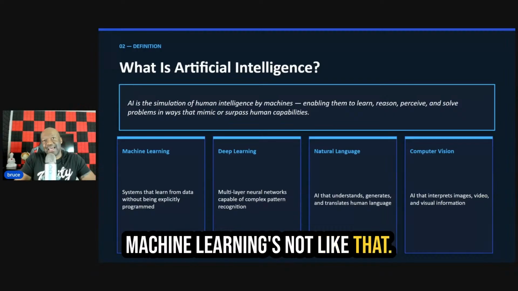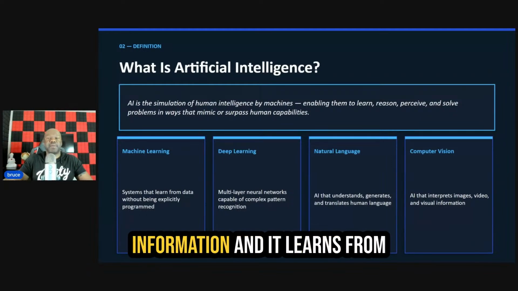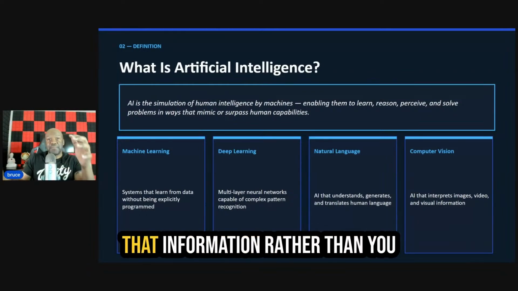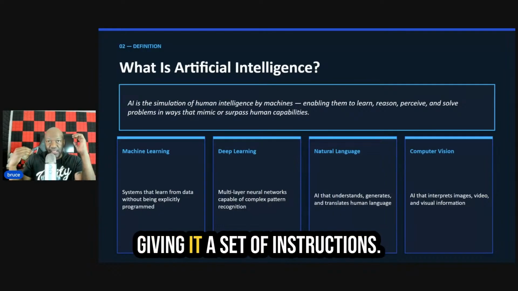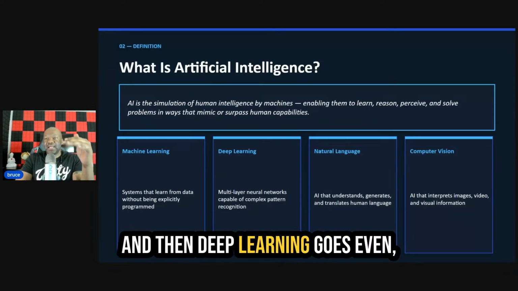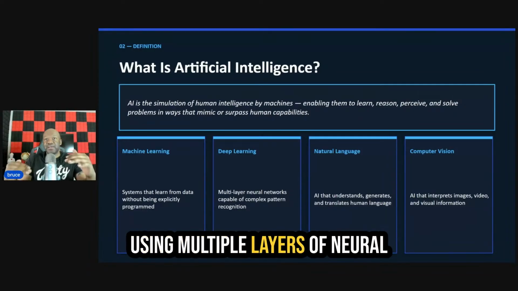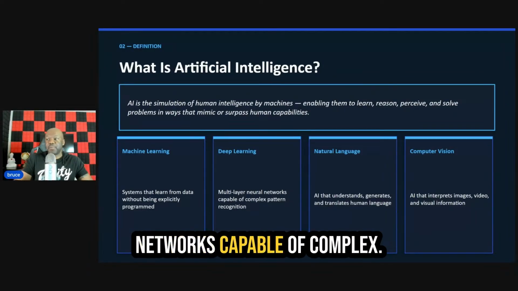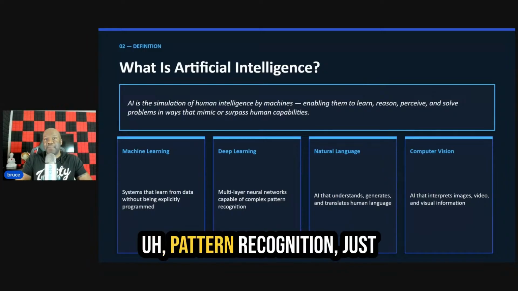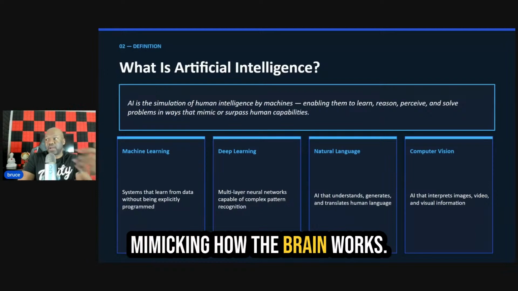Machine learning is not like that. Machine learning is taking a whole set of information. You give it huge amounts of information, and it learns from that information rather than you giving it a set of instructions. So machine learning is amazing. And then deep learning goes even further, where it's using multiple layers of neural networks capable of complex pattern recognition, just like the human brain. So it's mimicking how the brain works.